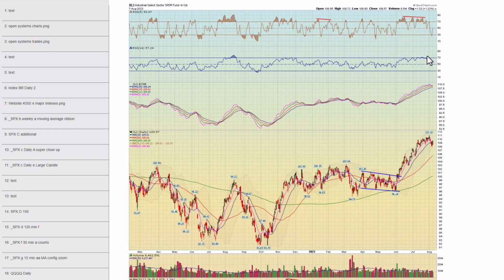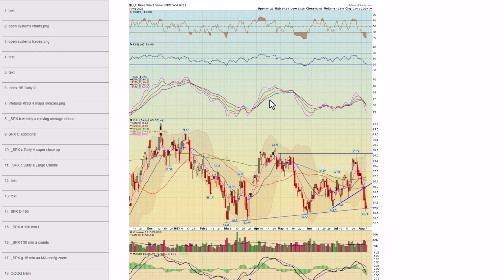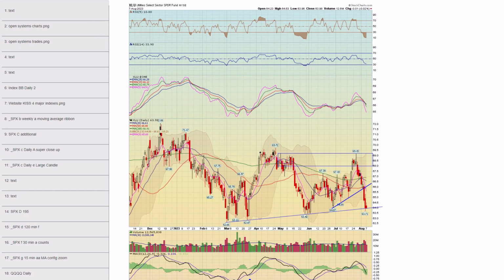Next, Jabber 46, here's XLI Industrials. Next, Jabber 47, Materials, bouncing off this uptrend line for now. Next, Jabber 48, Utilities, they've gotten smashed with that move in rates. Here's a lower trend line to monitor as a potential support area, but the chart looks ugly, quite honestly.